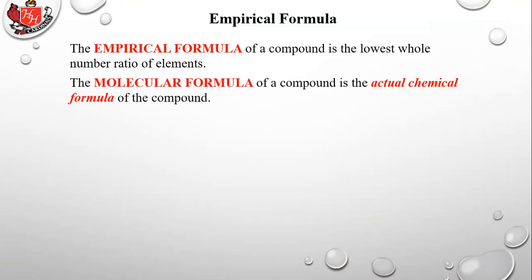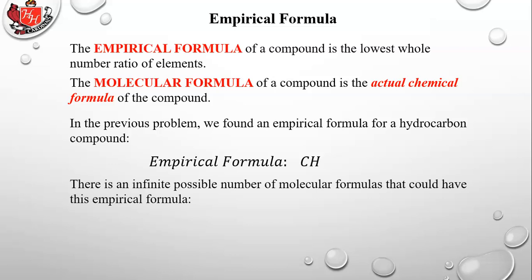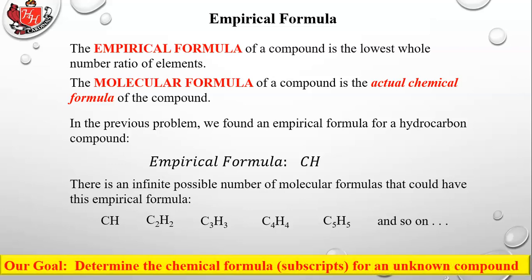Okay, now the molecular formula of a compound is the actual chemical formula. In the previous problem, we found the empirical formula for a hydrocarbon compound to be CH. But there's an infinite possible number of molecular formulas that could have that empirical formula. CH could be the actual molecular formula, or it could be C2H2, C3H3, C4H4, C5H5, and so on. There's an infinite number of possibilities. So we need one more piece of information to find out the actual molecular formula.